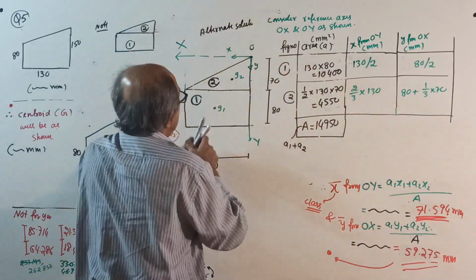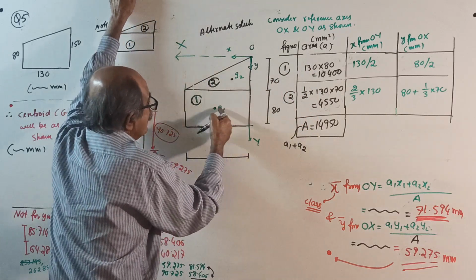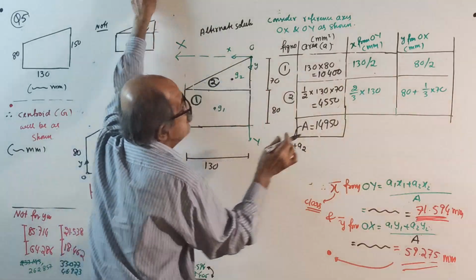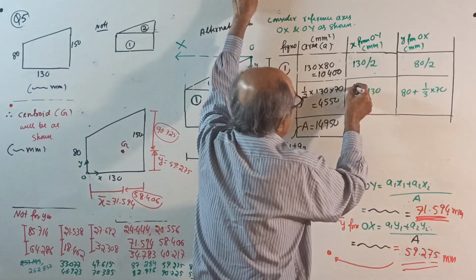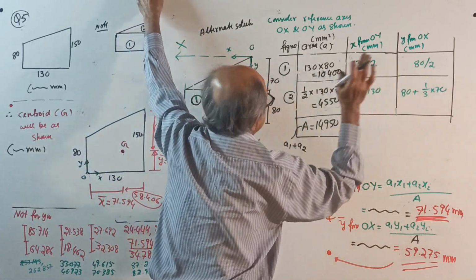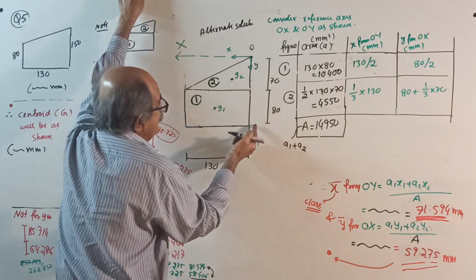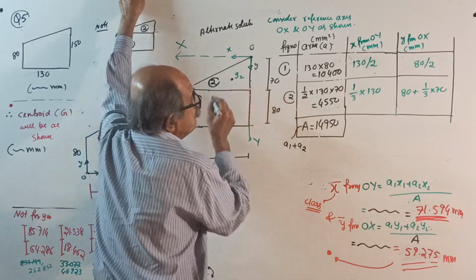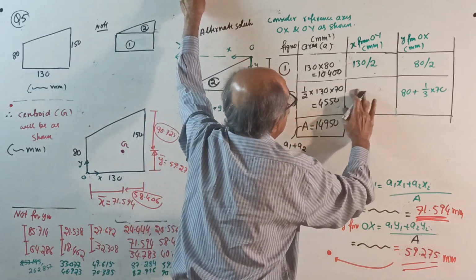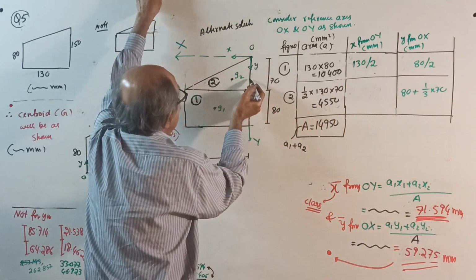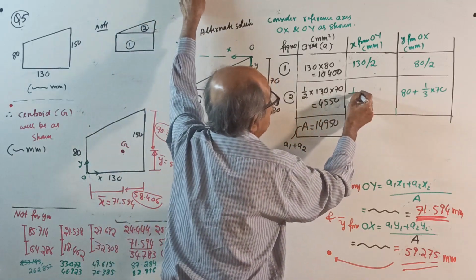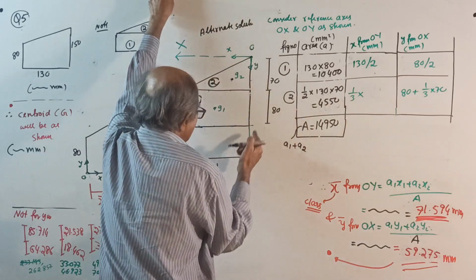The area will remain the same. Now see, figure number 1: x1 is the same, 130 by 2. Now x2 is 1/3 of 130, not 2/3, 1/3 of 130. For y, figure number 1, half of 80, same as that time. Figure number 2, 80 plus 1/3 of 70. Sorry, wrong. X1 is how much? Half of 130. X2 is 1/3 of 130, correct?